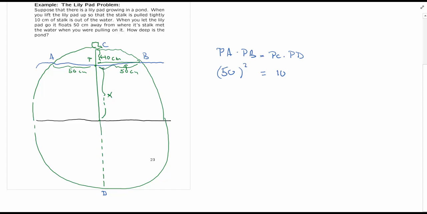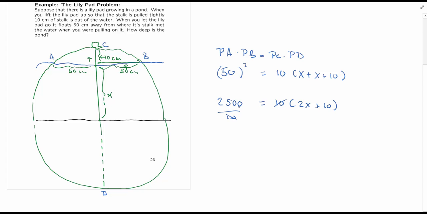So if we want to talk about PD, we could just leave it as PD, but let's actually break it down so that we have it in x's. So PD would be x plus a full radius again, and we see that the radius is x plus 10. So PD is x plus 10. So this, when we tidy it up, gives us 2,500 equals 10 times (2x plus 10). So now we just want to solve for our x.